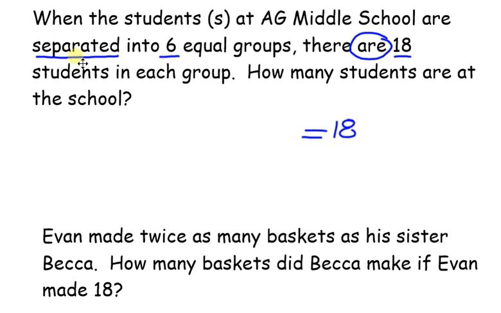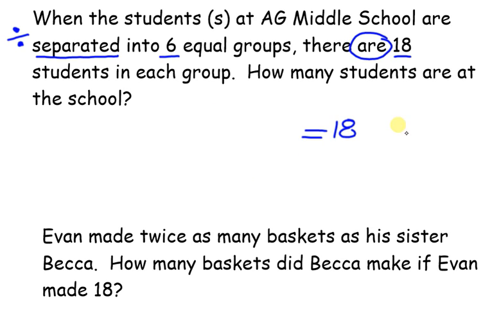That's going to help us figure out our operation. So I'm going to read through it one more time. When the students at AG Middle School are separated into 6 equal groups, there are 18 students in each group. So separated means that I am moving you away from each other, which means that I am dividing you.